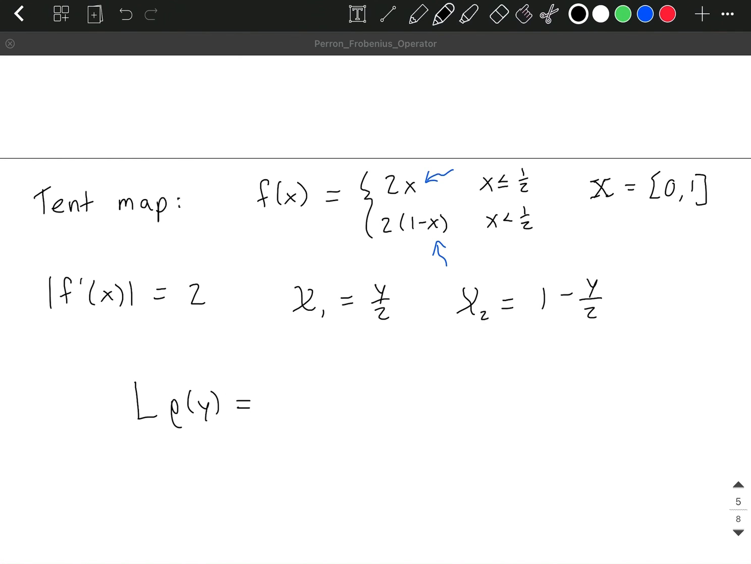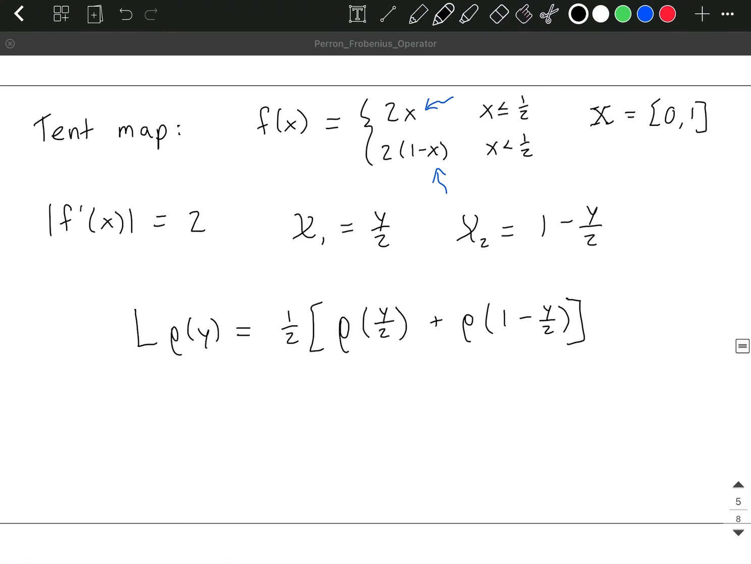Now, plugging this into our expression for the Perron-Frobenius operator, we have the operator acting on rho of y is equal to the inverse of the derivative times the sum of the probability densities with the preimages plugged in. And so rho of y over 2 plus rho of (1 minus y) over 2. And so this is our expression for the Perron-Frobenius operator.